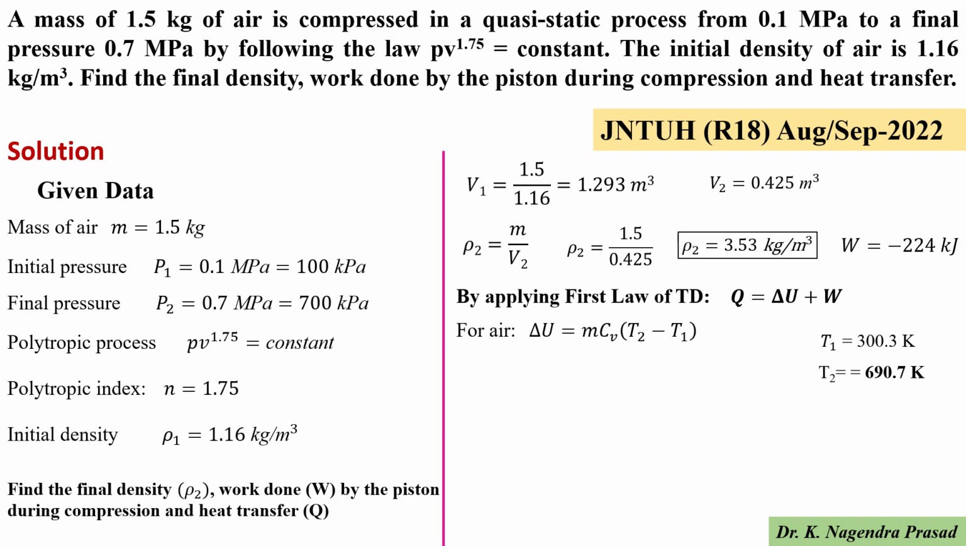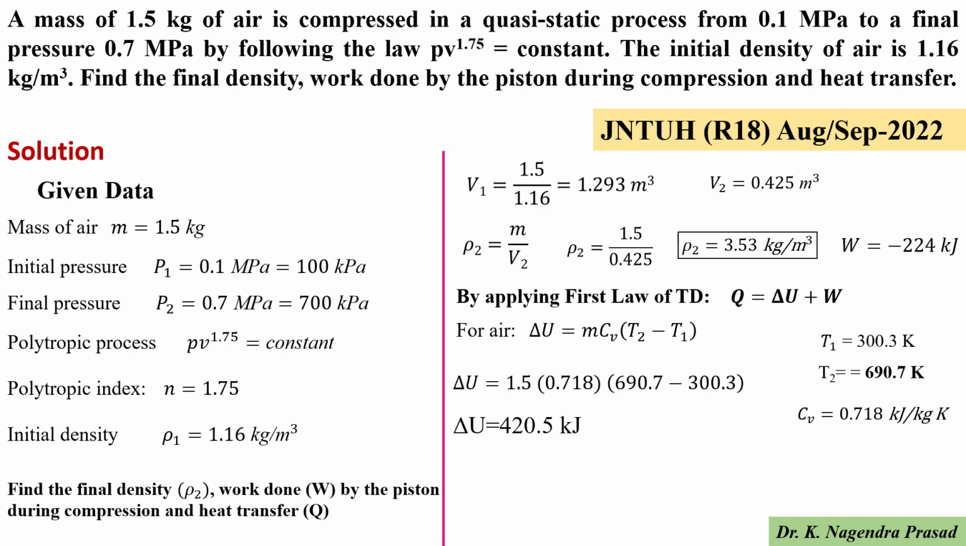So we determined the T1 value, T2 value, and we know the CV value for the air and m also. Then substitute all these values. We will get the change in internal energy equal to m is 1.5, CV value is 0.718 kilojoule per kg Kelvin, and temperature T2 is 690.7 and T1 is 300.3. Substitute all these values, we will get the change in internal energy is 420.5 kilojoules.